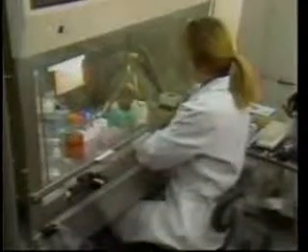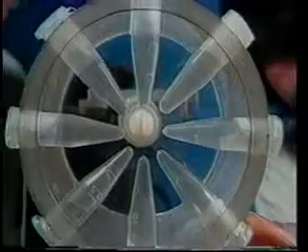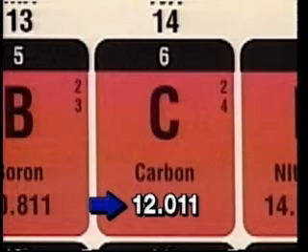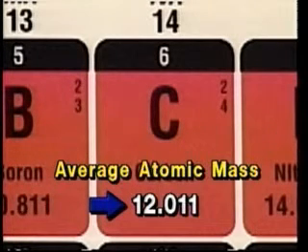Since both forms of carbon exist in nature, chemists have found a way of determining how often one isotope exists as compared with the other. The number 12.011 is actually an average atomic mass. This number indicates the average mass of the mixture of its isotopes.